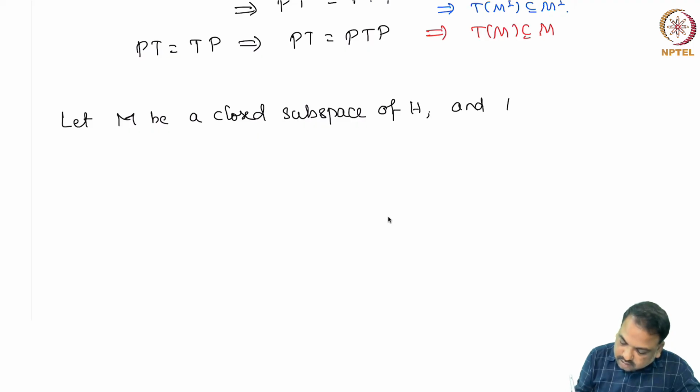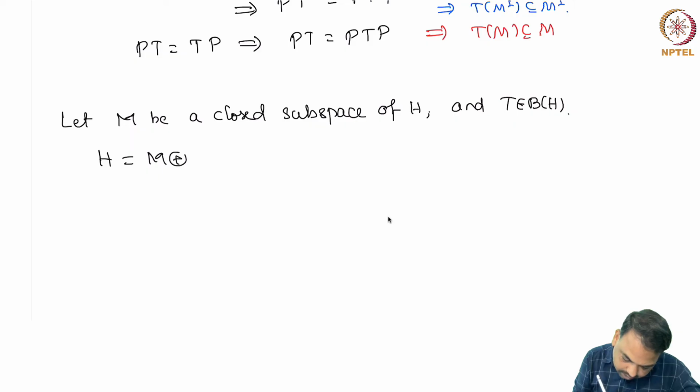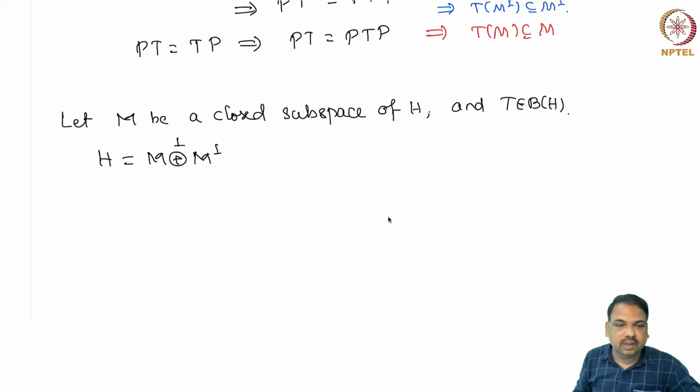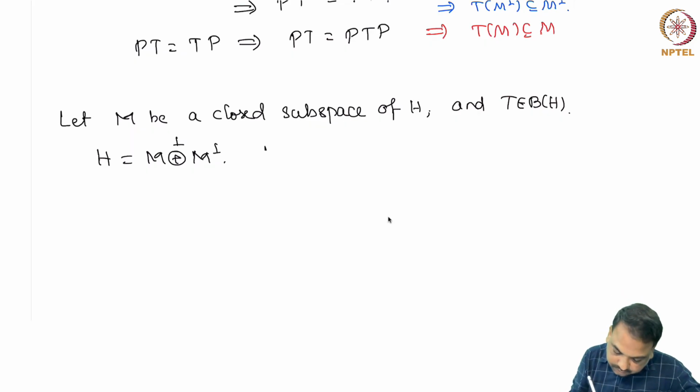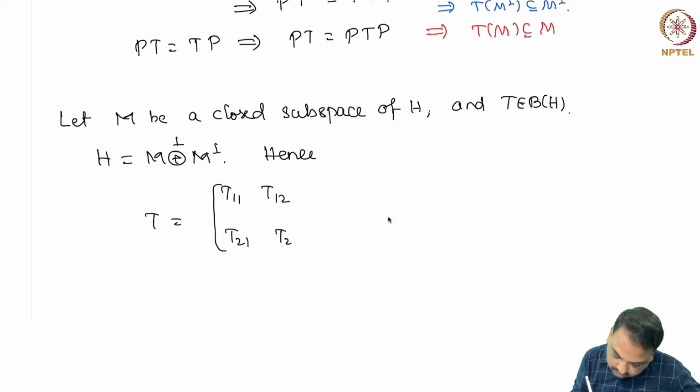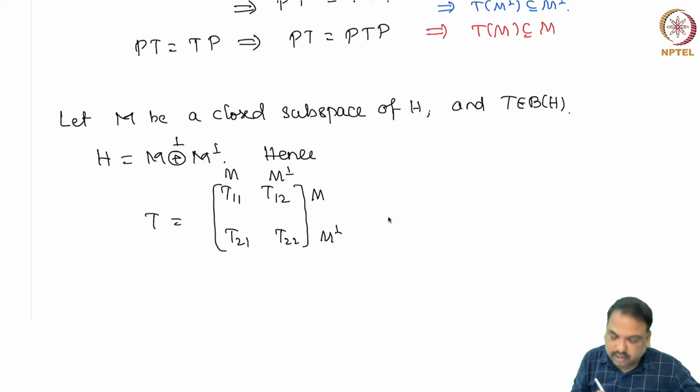And T is a bounded operator on H. Now H can be written as an orthogonal direct sum of M with its orthogonal complement, M perp. Now T we can decompose with respect to M and M perp. Hence we can see T can be written as a 2 by 2 operator matrix: T11, T12, T21, T22, with respect to M, M perp, M, M perp.